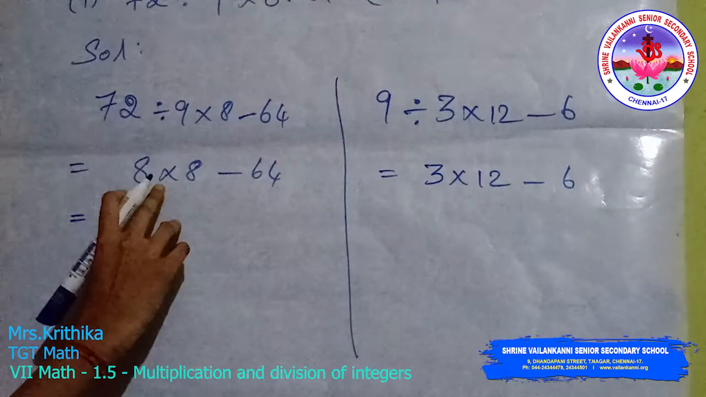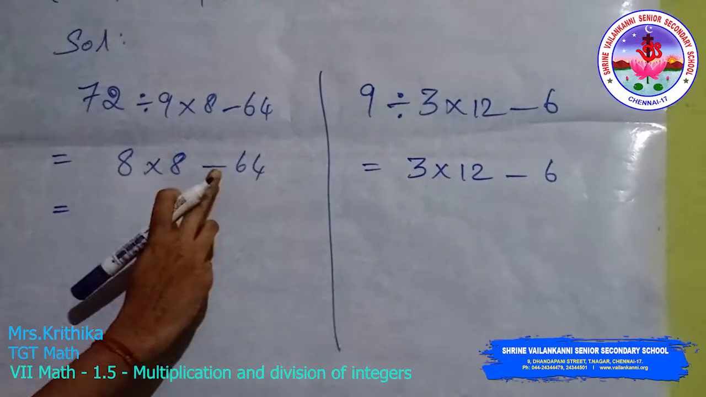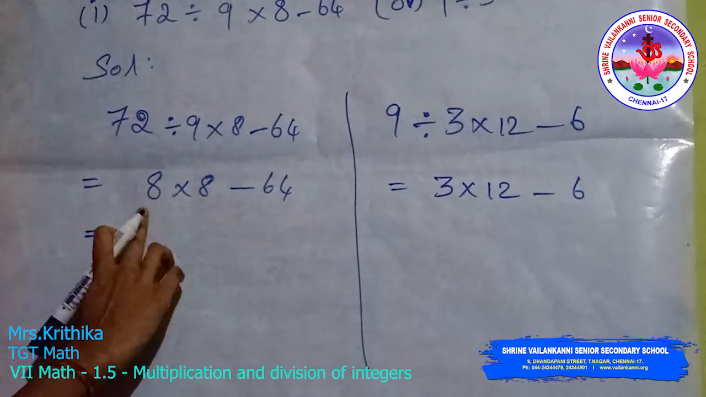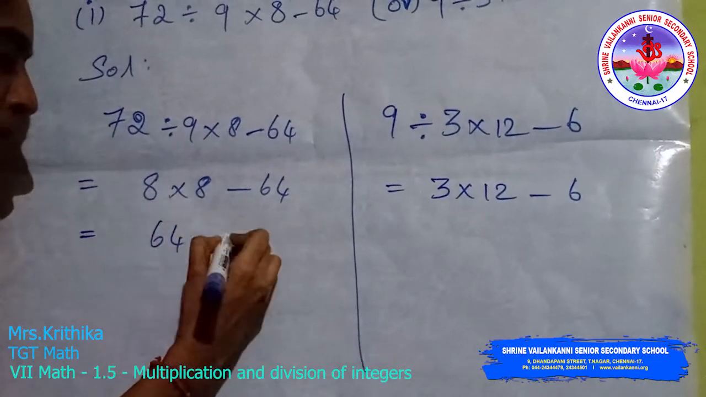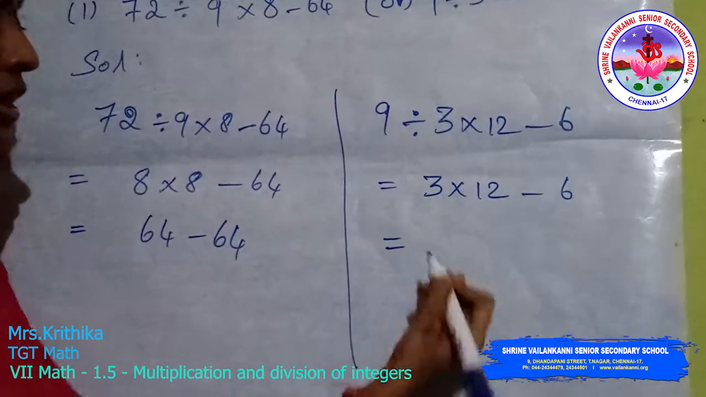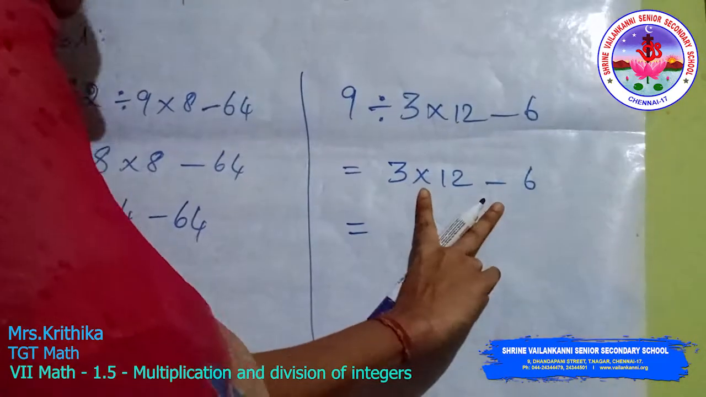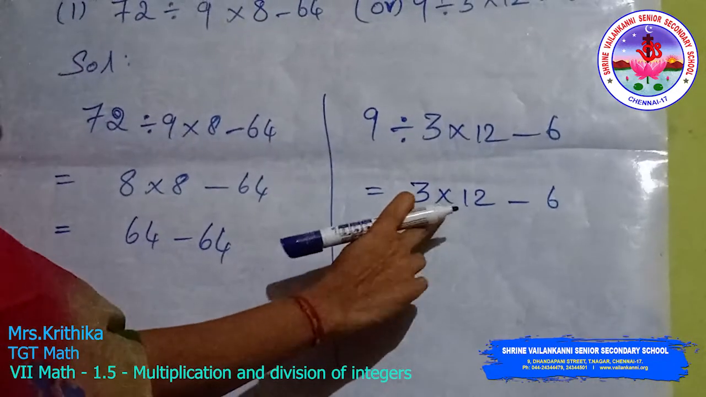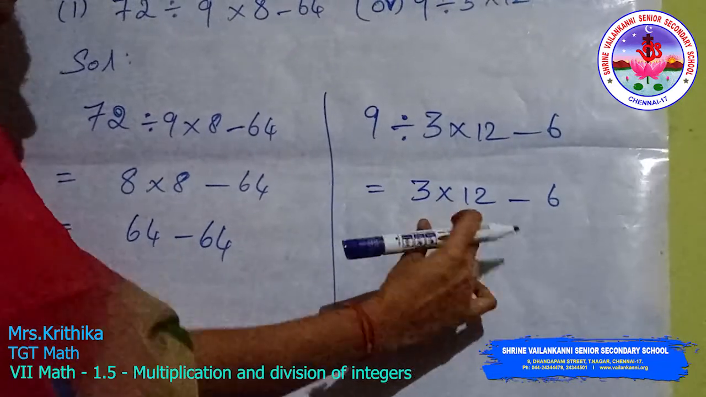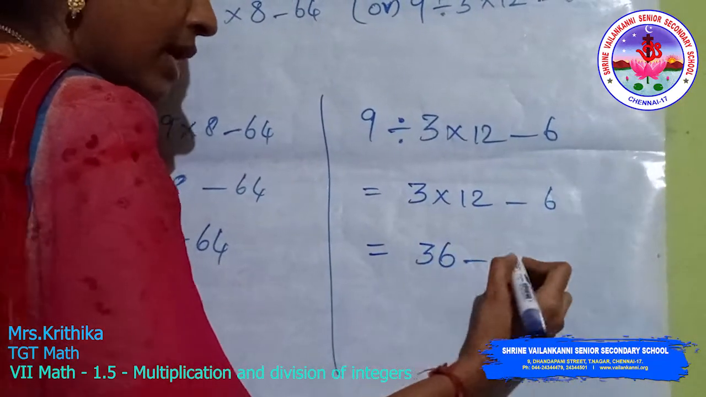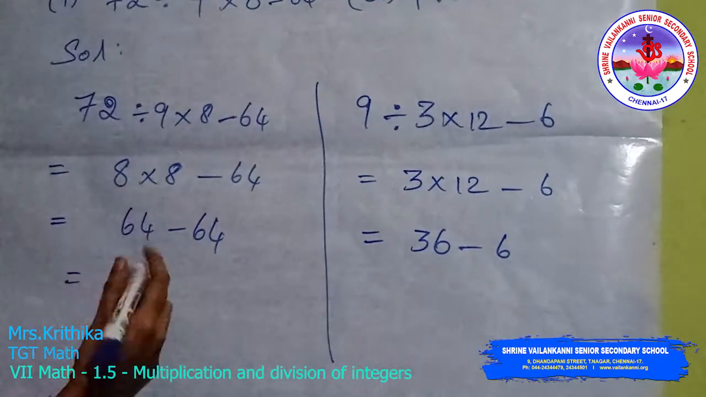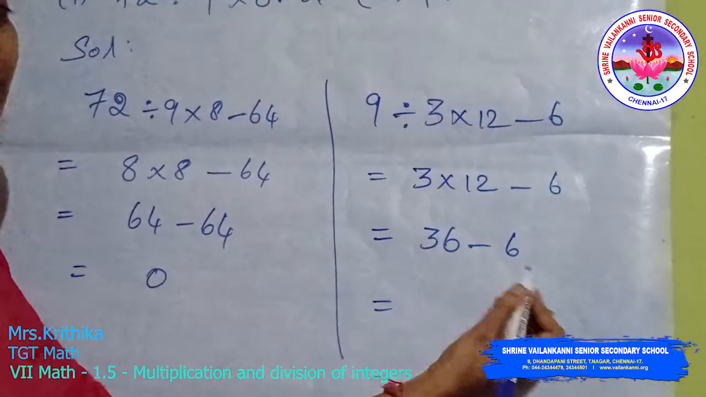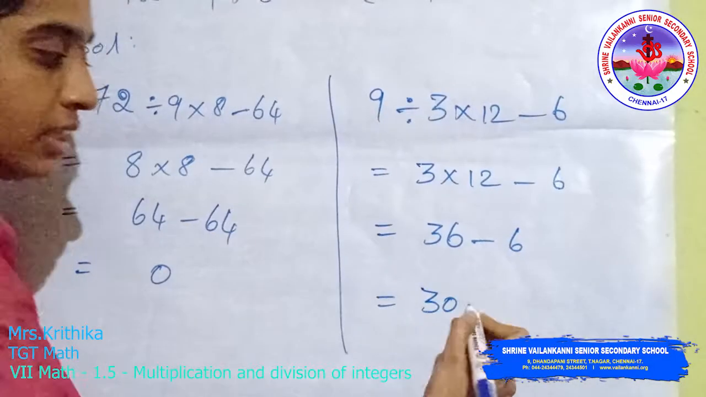Next step. Here, having two operations: one is multiplication, another one is subtraction. The first priority goes to multiplication. 8 into 8 is 64, minus 64. Here also having two operations, multiplication and subtraction. The first priority goes to multiplication. 3 into 12 is 36 minus 6. Here 64 minus 64, the answer is 0. Here 36 minus 6, the answer is 30.